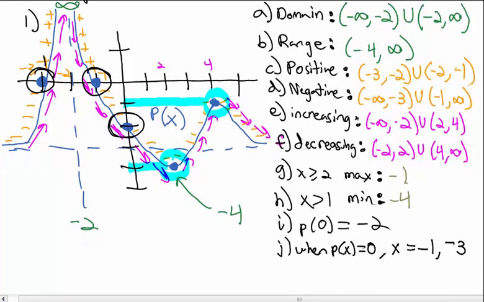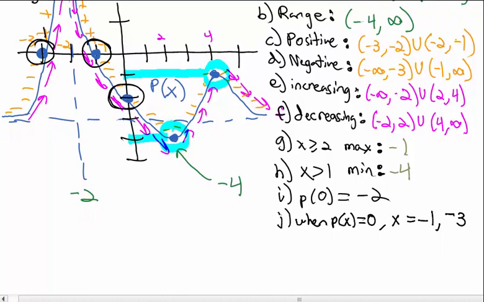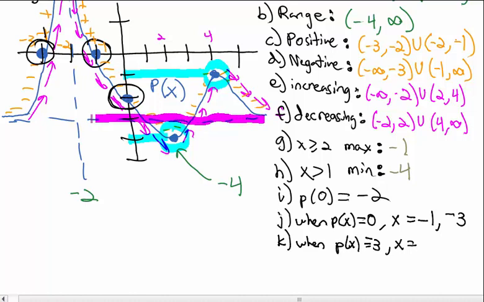How about this? Let's see if I can scroll without losing too much of the graph so that we can still solve problems. When P of x is negative 3, what does x equal? What I want to notice about negative 3, as I'm marking up this graph significantly, is that negative 3 is the asymptote. But because it's a horizontal asymptote, we are allowed to actually hit the asymptote. So we hit it once at 1 and once at 3. So x is equal to positive 1 and positive 3.